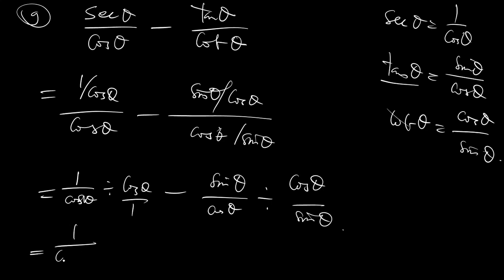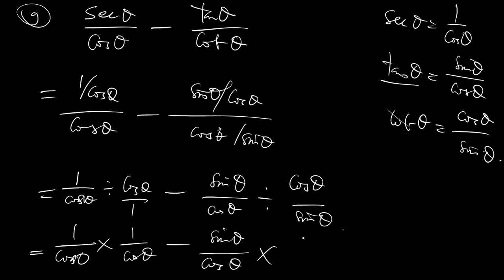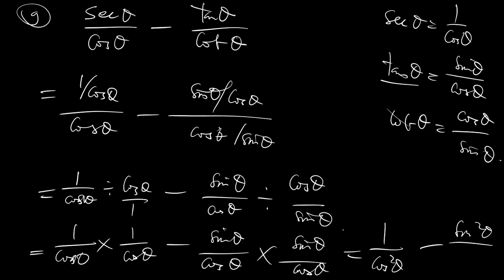Now, you have 1 all over cos theta times, you reverse this, which is 1 all over cos theta. Then minus this one, you have sine theta all over cos theta. If you put times, you reverse this, which now becomes sine theta all over cos theta. So this expression will now be 1 all over cos square theta, because cos theta times cos theta will give you cos square theta. 1 times 1 will give you 1, minus sine theta times sine theta will give you sine square theta. Then cos theta times cos theta will give you cos square theta.